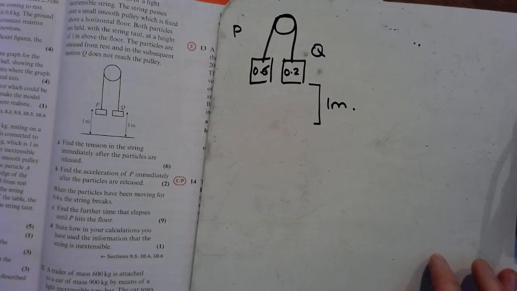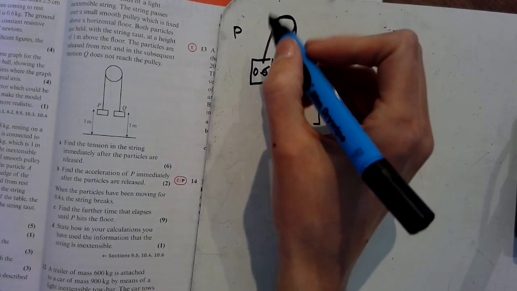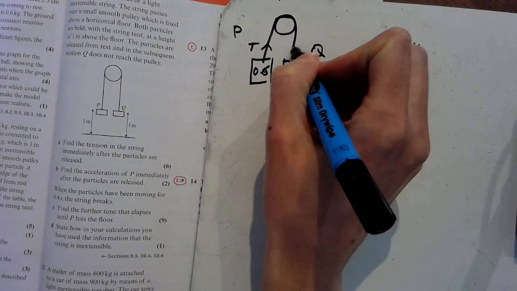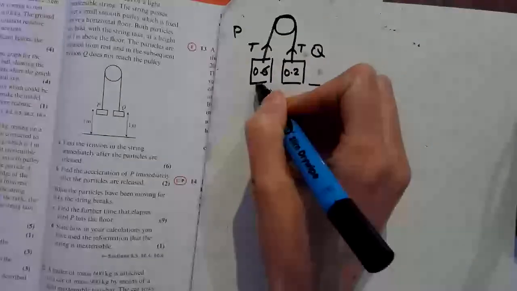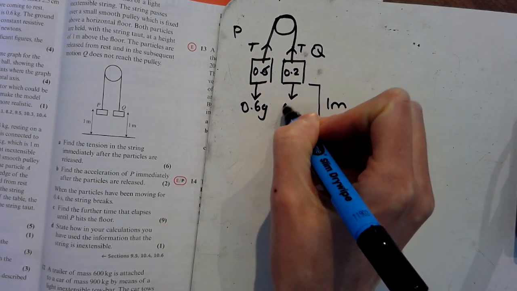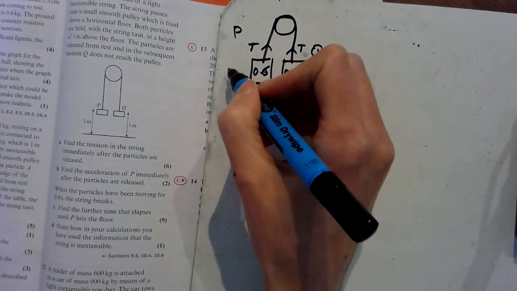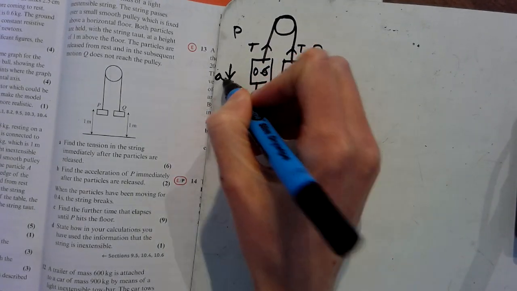Okay, so we've got to put some forces on this diagram. So we're going to have tension on each of these. And then this one will have a weight of 0.6g, and this one will have a weight of 0.2g. And when we let go, this is the heavier particle, so this is going to accelerate that way.